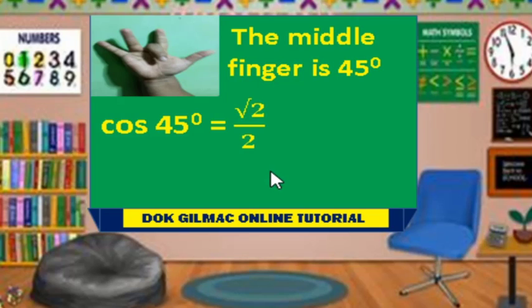If we are to determine the value of sine 45 degrees, we also have 1 and 2, that's square root of 2 all over 2. Therefore, sine 45 degrees is also square root of 2 all over 2.